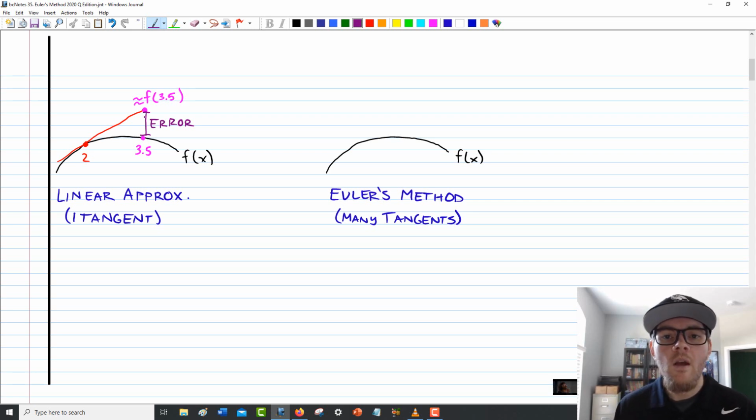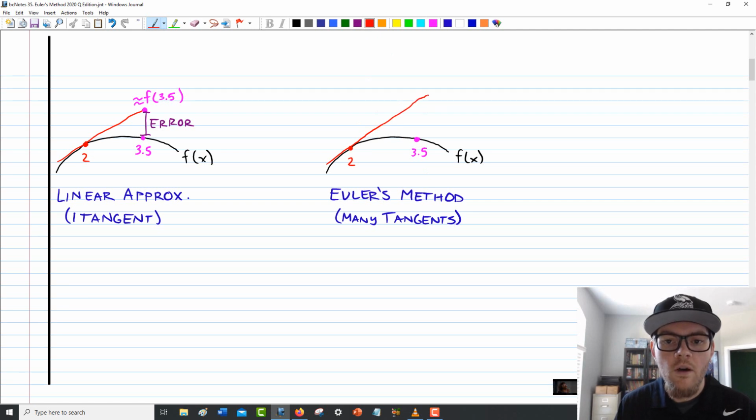So here's the idea of Euler's method. Euler's method begins the exact same way. So of course I have to draw another tangent line, and I'm not so good at drawing lines. There we go. So there's where we begin. It starts with 2, and obviously our ultimate goal is to end up in the exact same place and get an approximation of 3.5.